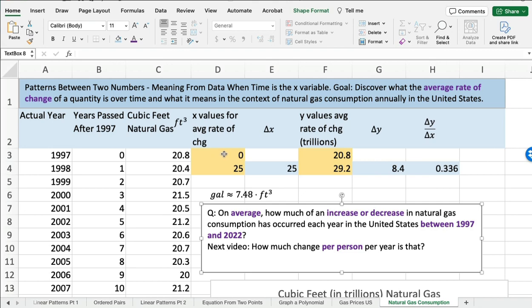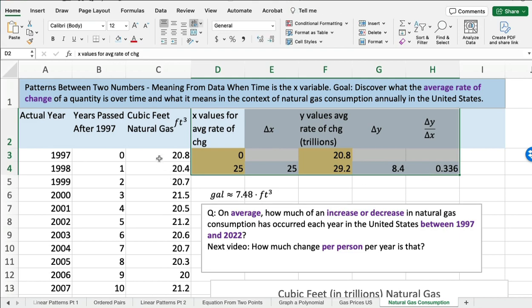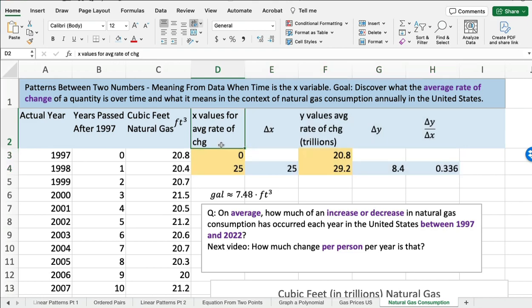Okay, so in our spreadsheet, we're going to be setting that up using columns D through H. Our data is in columns A through C, so we're just going to leave that alone. Column D is for our two x values. So we need our starting x value and our ending x value. Column E is going to be for our delta x calculation. Column F is going to be for our two y values. Column G is for our delta y calculation. And column H is for our average rate of change value.